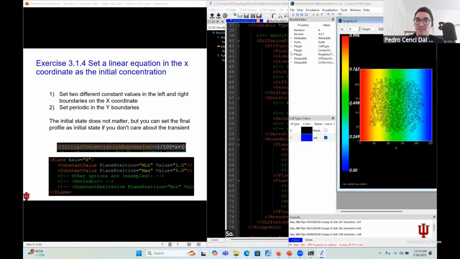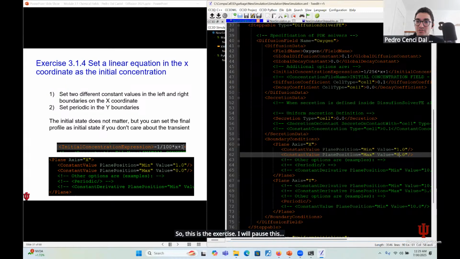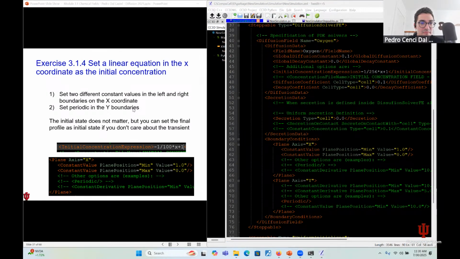So this is the exercise. I will pause this and show the code to you guys so you can see what's going on. So try to get the linear gradient. And I'll give you a couple of minutes to build a linear gradient before going to the exponential gradient. For this specific exercise, you can download the demo code. I'll go through the steps again.